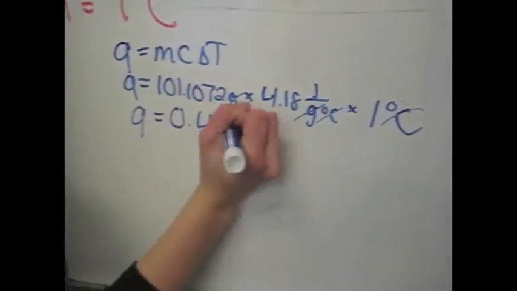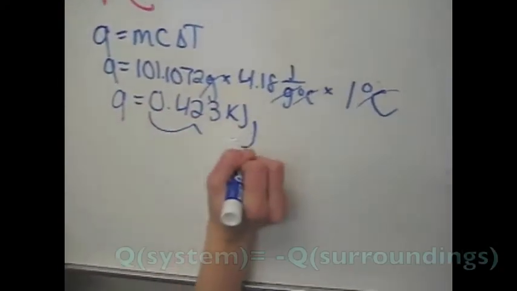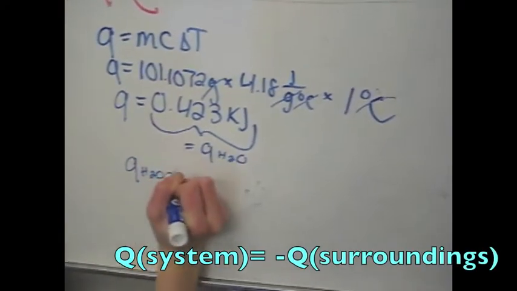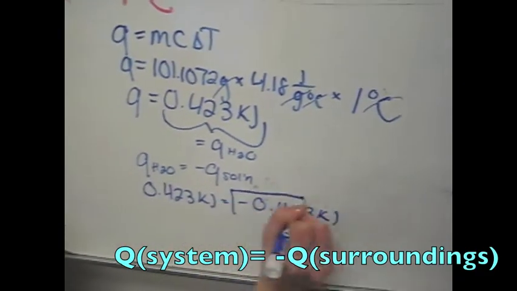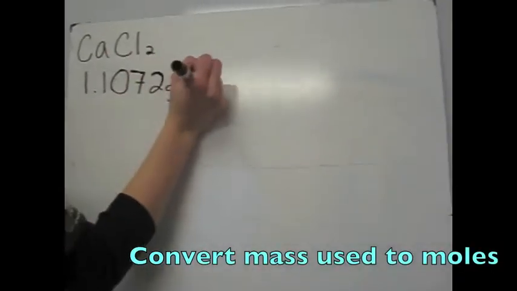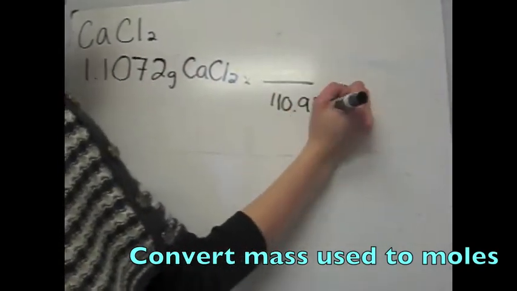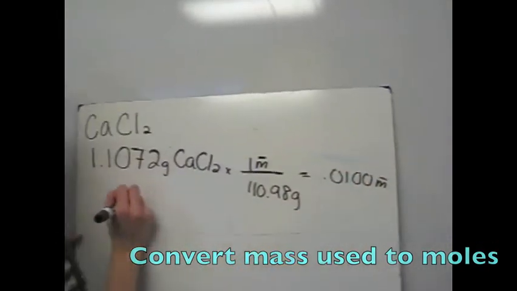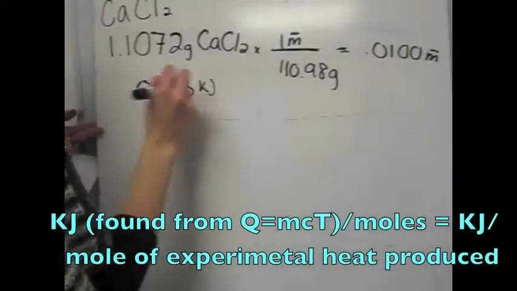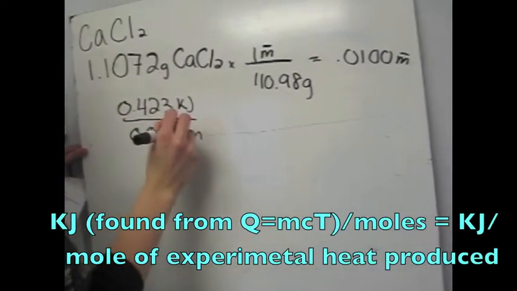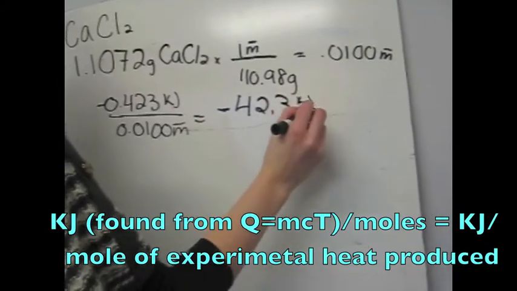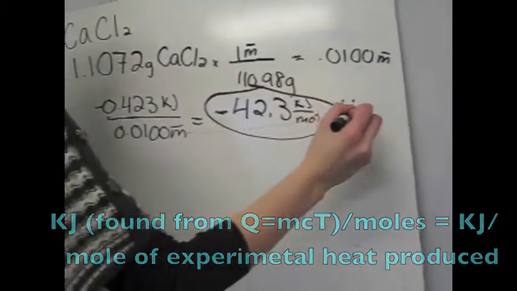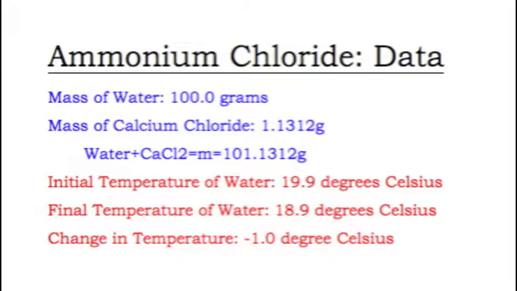Because we are technically solving for the enthalpy change of the water, use the property heat of the system equals the negative heat of the surroundings to find the enthalpy change of the calcium chloride. Next, convert the mass of the substance used to moles. Then put the kilojoules found from Q equals mc delta T over the moles of the substance and solve. Now you have your experimental enthalpy change. The same steps can then be repeated for ammonium chloride.